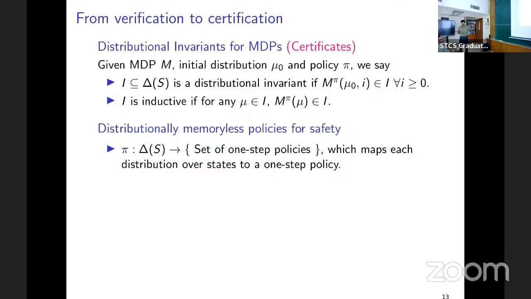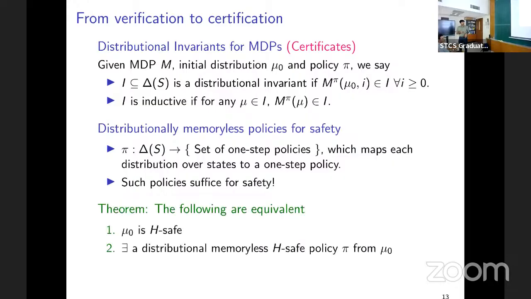We are now defining what we said already: a distributionally memoryless policy, which depends on the entire distribution and tells you where to go next. What we will actually show is that these policies, in fact, suffice for safety. This is not a very tough proof at all, a five-line proof, which says that mu_0 is safe if and only if there exists a distributionally memoryless safe policy pi from mu_0. In the interest of time, I'm not even going to go into this, or should I?